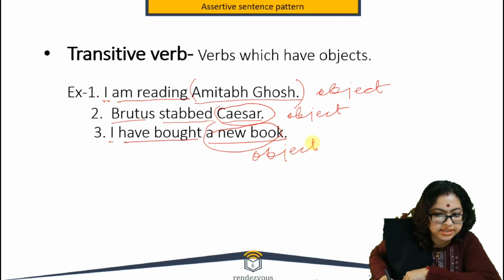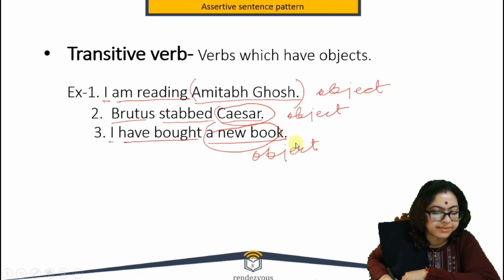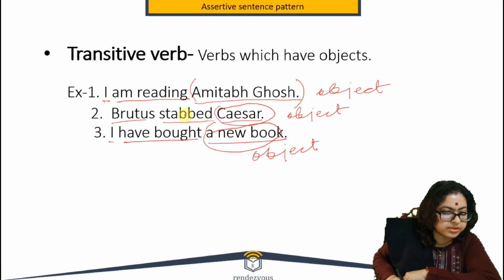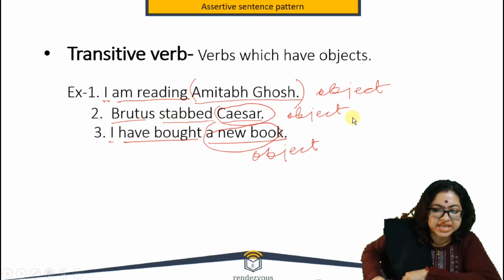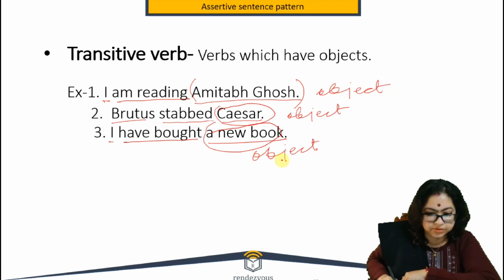So you can see that all of the above examples have objects. So in these examples, the verbs, in the first example am reading, in the second example stabbed, and in the third example have bought, all these verbs have taken objects. So these verbs are transitive verbs.